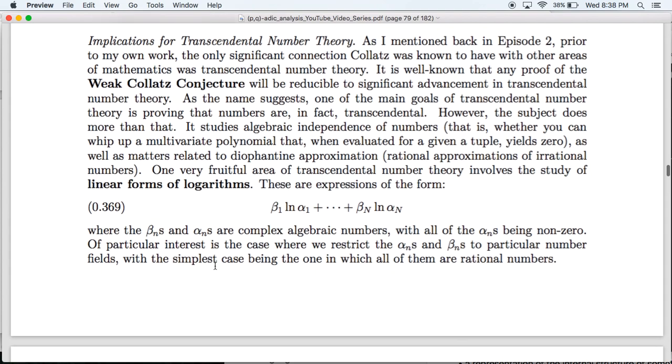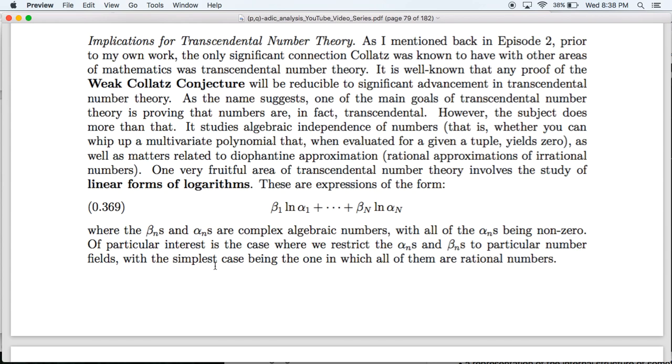Finally, we have implications for transcendental number theory. As I mentioned back in episode 2, prior to my own work, the only significant connection Collatz was known to have with other areas of mathematics were in transcendental number theory. It is well known that any proof of the weak Collatz conjecture should be reducible to a significant advancement in the current technology in transcendental number theory. As the name would suggest, one of the main goals of transcendental number theory is proving that numbers are, in fact, transcendental. This is, in general, very difficult.